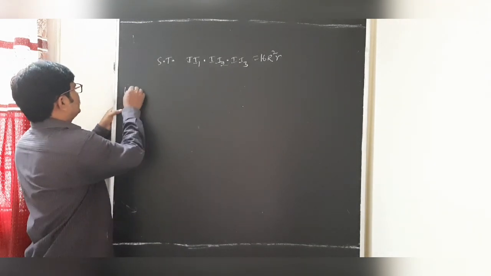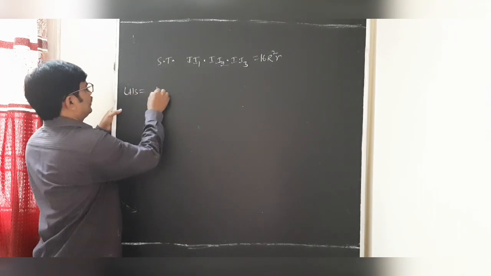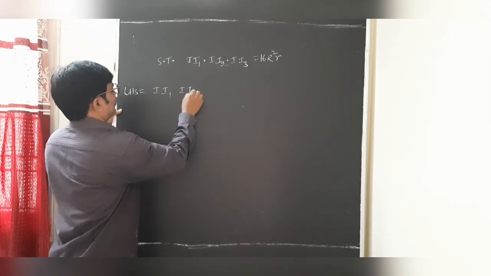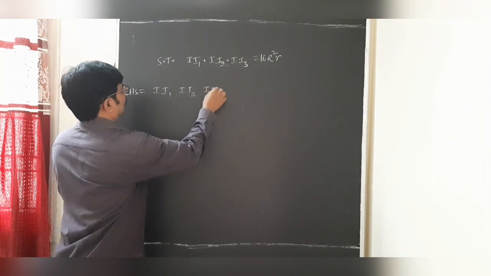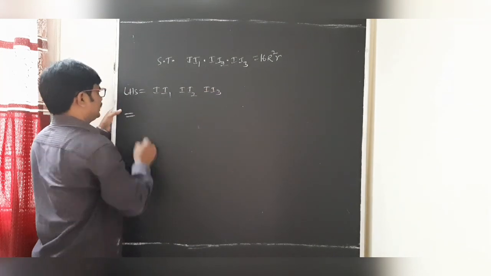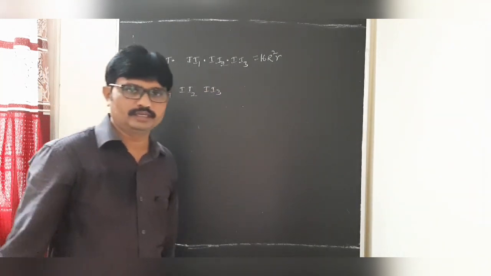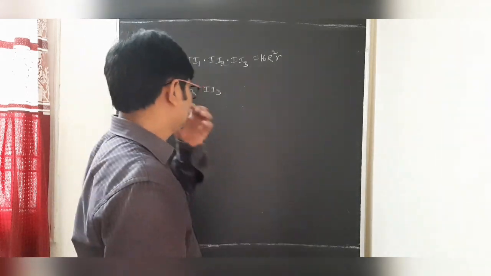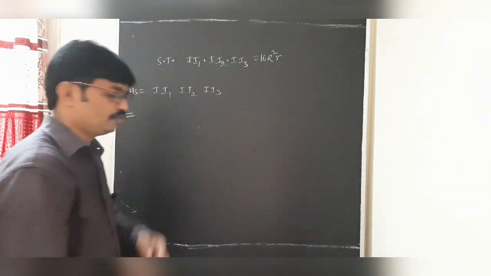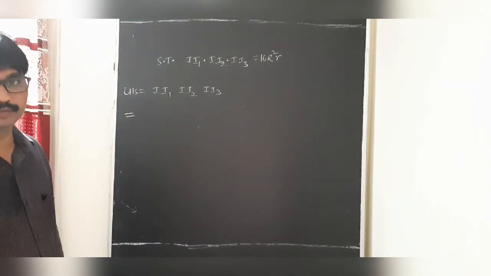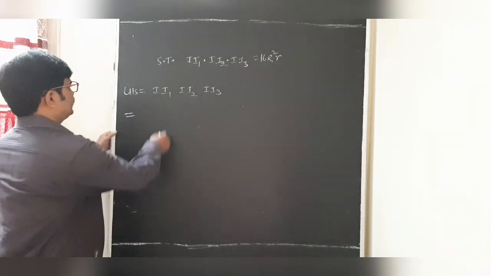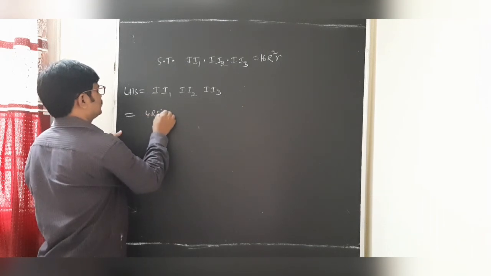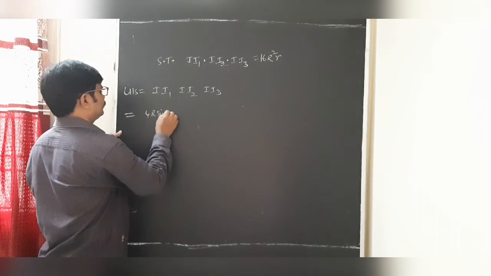So students, the left hand side is there: I1, I2, I3. What is this, students? I1 is the distance between the incenter and the excenters. So we know how to find that: it is 4R sin A by 2. Is it clear, students? This we already proved. This is 4R sin of A by 2.